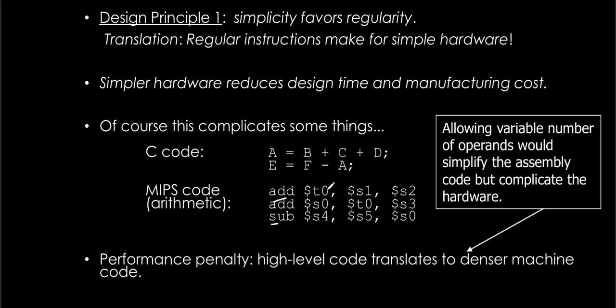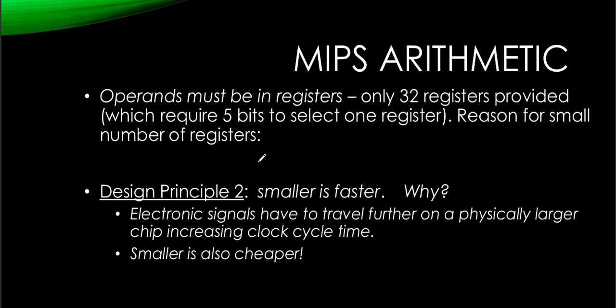But you realize that there are some instructions which, if you go strictly by this, you'll be forced to give more code per instruction, and we'll see that in a later chapter. But for now, let's take it step by step. It says operands might be in registers, only 32 registers provided, which require 5 bits to select a register. Simple. What it's trying to say is that in MIPS architecture, each register is 32 bits wide.